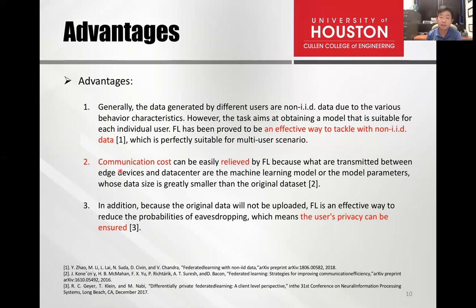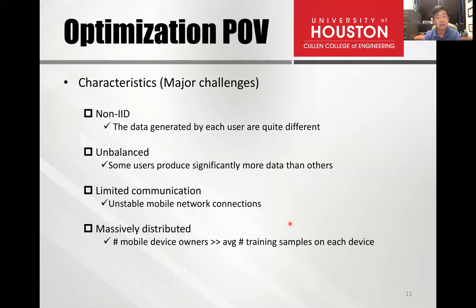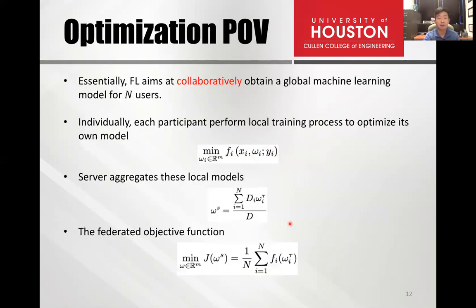And second thing, I already mentioned, the communication cost, okay, is reduced because only this kind of gradient is reported. And also the privacy is also protected in the sense that the real data is not transmitted. So there are major challenges, again, still the non-IID unbalanced data. And some users have more data than the others, limited communication, and massively distributed. So to overcome this problem, there are many kinds of approaches.